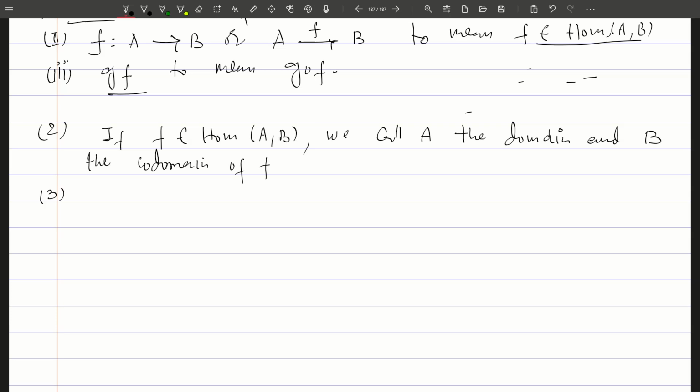Finally, we have the third remark. We often speak of commutative diagrams.